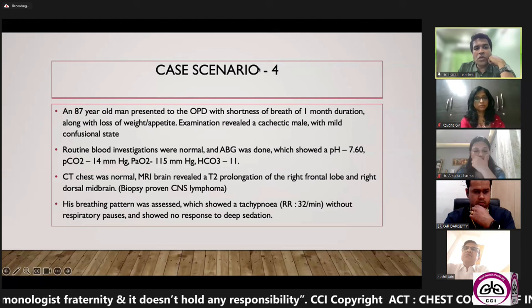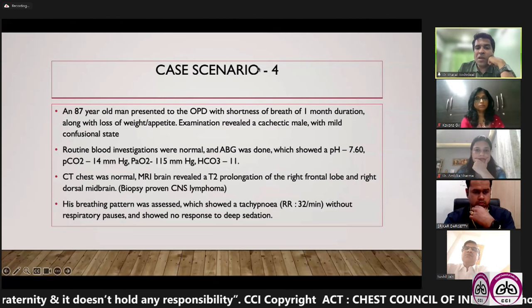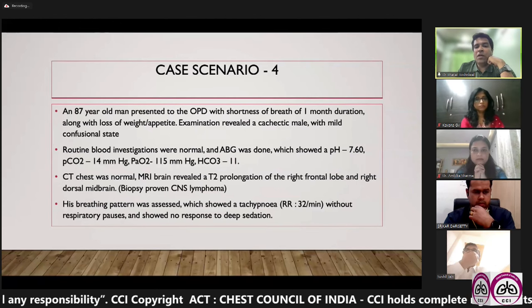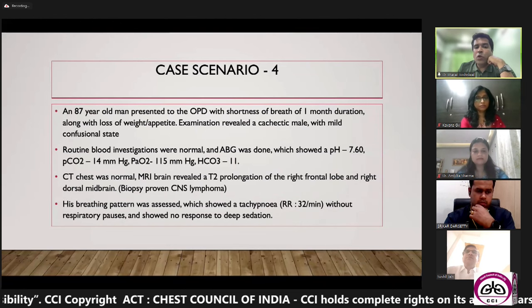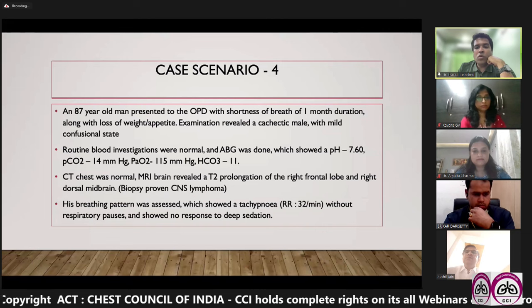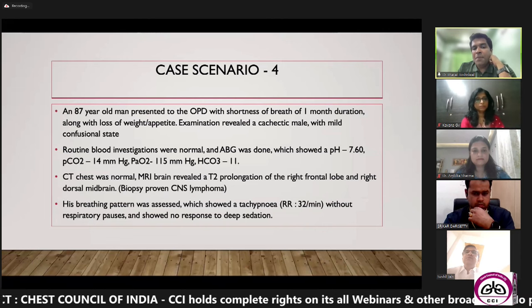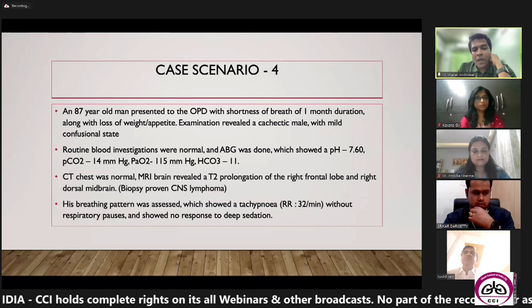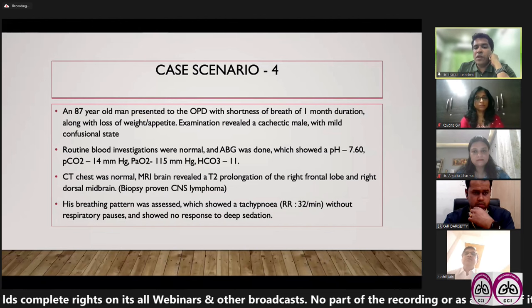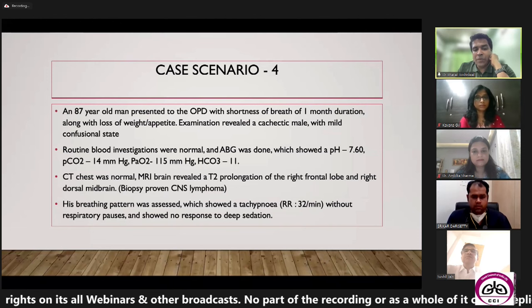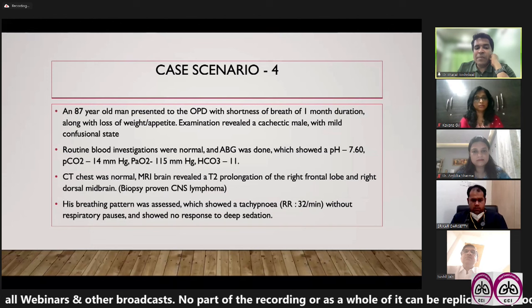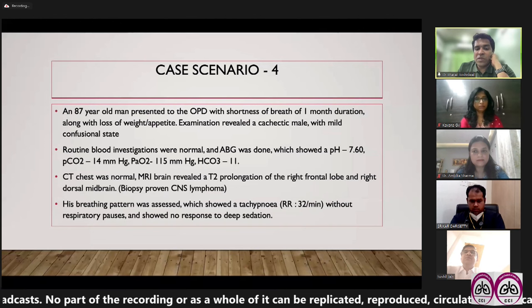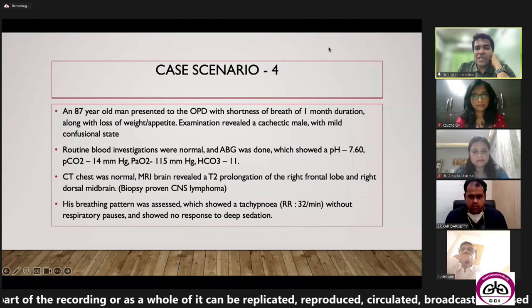To Kavana, madam, this question is an 87-year-old man presented to OPD with shortness of breath of 1 month duration along with loss of weight and appetite. Examination revealed a cachexic male with mild confusional state. Routine blood investigations were normal. ABG showed a pH of 7.6, PCO2 14, PaO2 115, HCO3 bicarbonate was 11, CT chest was normal. MRI brain revealed a T2 prolongation of the right frontal lobe and right dorsal midbrain. It was a biopsy proven CNS lymphoma. His breathing pattern was assessed, which showed a tachypnea without respiratory pauses and showed no response to deep sedation. Madam, what are we dealing with?